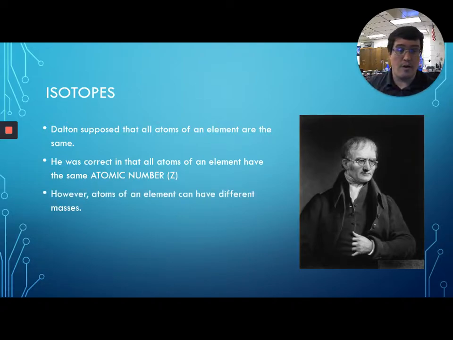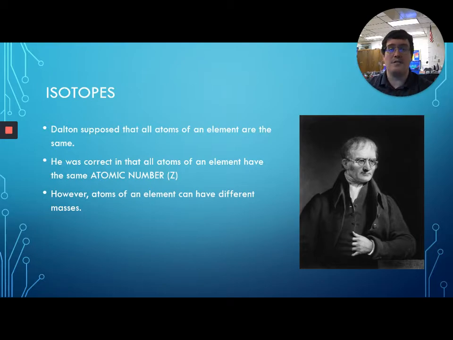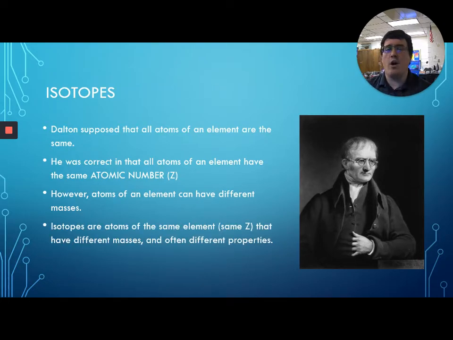What is not true, however, is something that Dalton said. He said that all of them must have the same mass. That is actually not true. Even though all the atoms in my sample can be hydrogen, some of them can have different masses from the others. They don't have a range of masses, they don't all have different masses themselves, but they can have different masses. Just because you're hydrogen doesn't mean you have the same mass. And we call atoms of the same element with different mass isotopes. And sometimes they have different properties. Not all the time, but sometimes they have different properties.